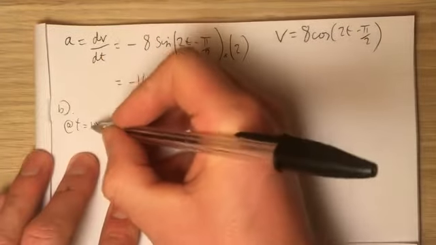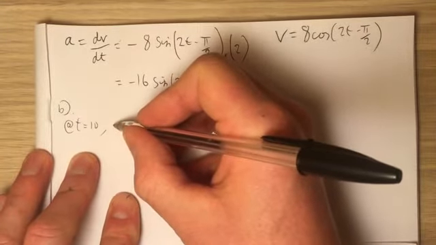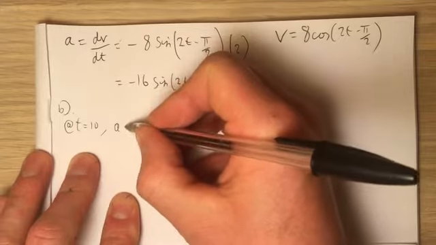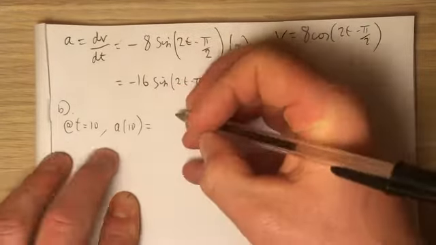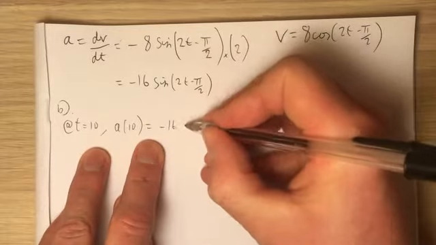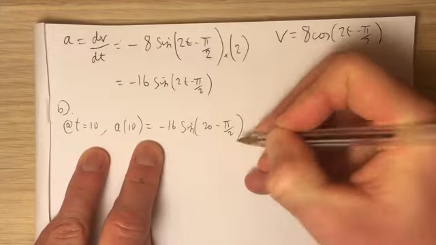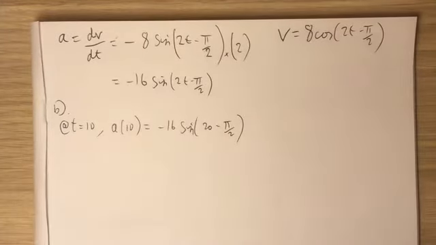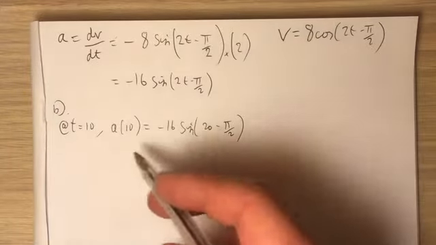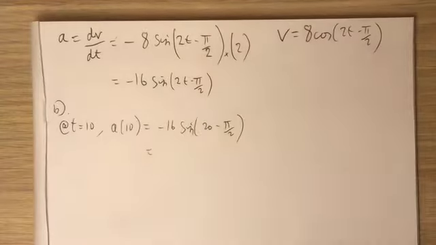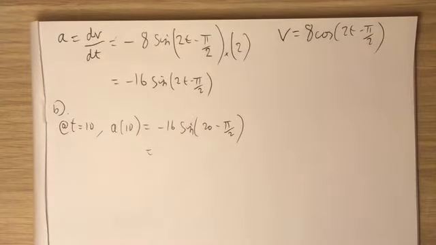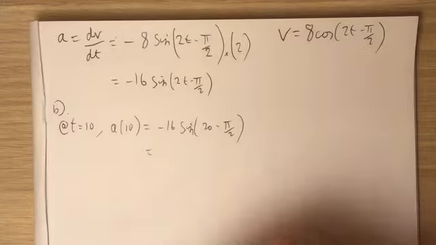So for part B, at time equals 10, what have I got? I've got a of 10 is going to be, putting 10 into here, minus 16 sine of (20 minus pi over 2). Well, who knows? We're going to need a calculator for this one. I'm sure I had a calculator somewhere, but I can't find it right now. But basically, type this into a calculator, see whether you get a positive answer or a negative answer. If it's negative, you say therefore decreasing. If it's positive, you say therefore increasing. There we go. Jolly good.